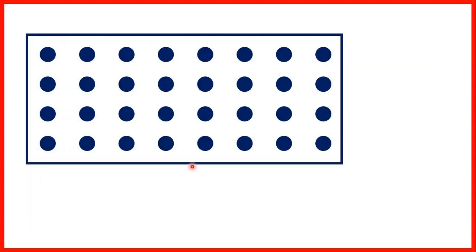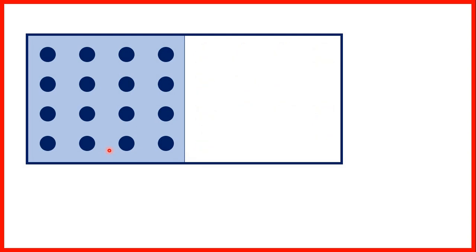Now, in this rectangle, we have 32 circles. Again, we can think of this rectangle as being a fraction bar. So if we find half and keep only half of our 32 circles, we now have 16 circles. That's because 1/2 of 32 is 16. Remember, to find a fraction of a number, we divide by the denominator, and 32 divided by 2 is 16.